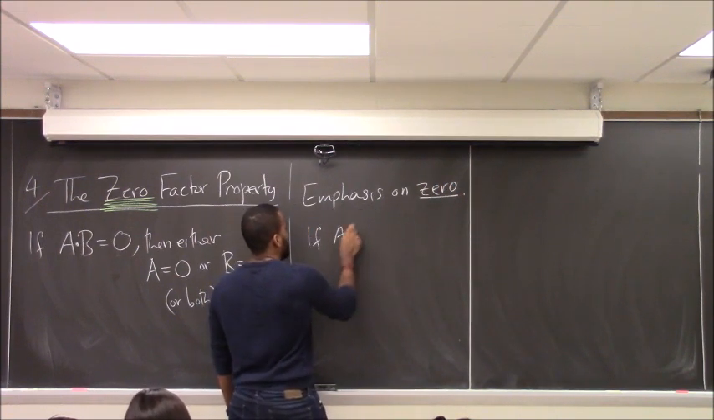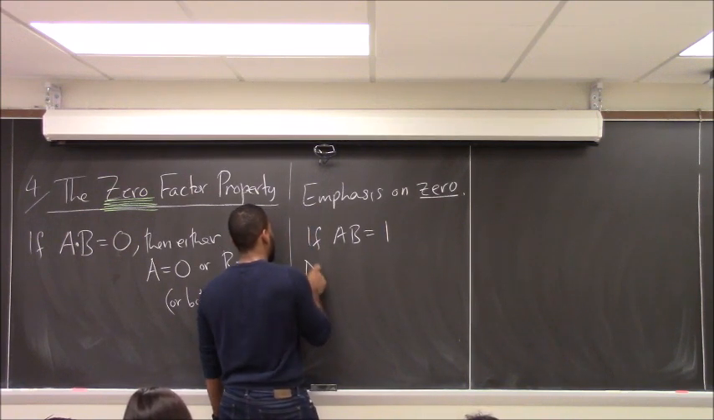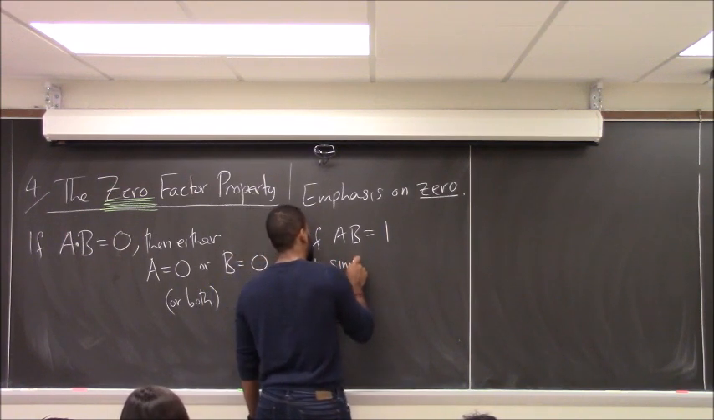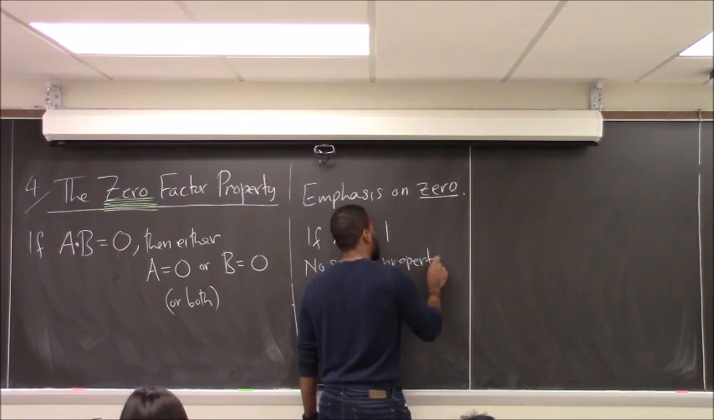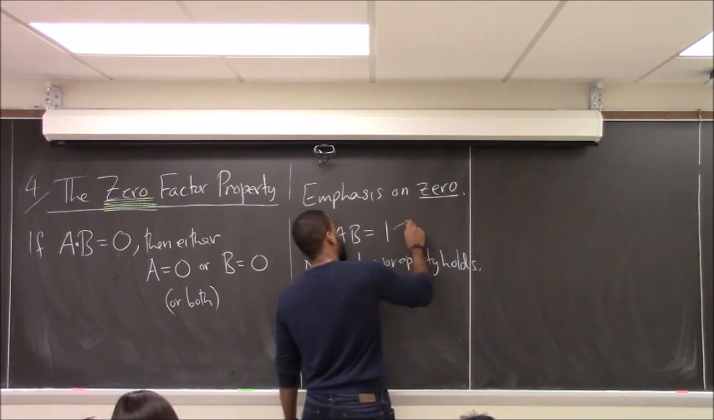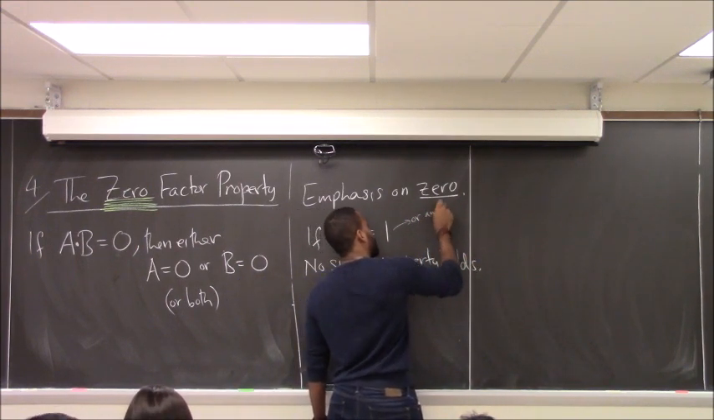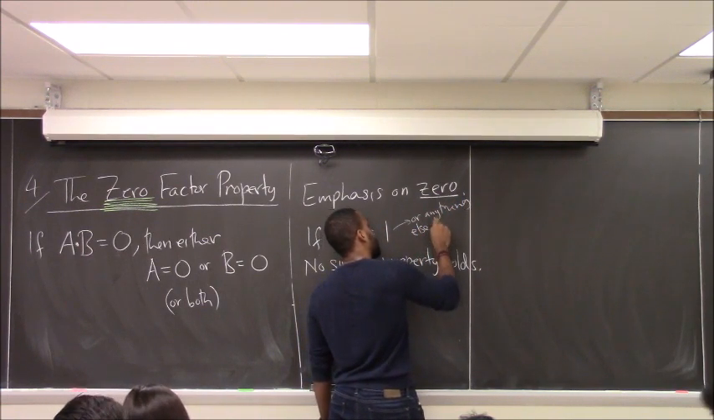If A times B equals, say, 1, no similar property is true. Or anything else. Other than 0.